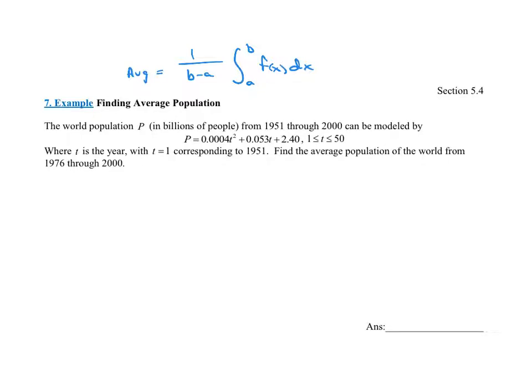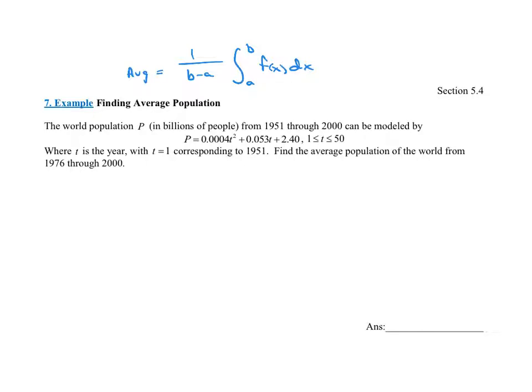It says the world population, P in billions of people, from 1951 through 2000 can be modeled by P equals 0.0004 t squared plus 0.053 t plus 2.43, and this works for 1 is less than or equal to t is less than or equal to 50. So here the 1 is going to stand for 1951. The 50 stands for 50 years past 1950. So it seems to me that t would be the years past 1950. It says where t is the year with t equals 1 corresponding to 1951.